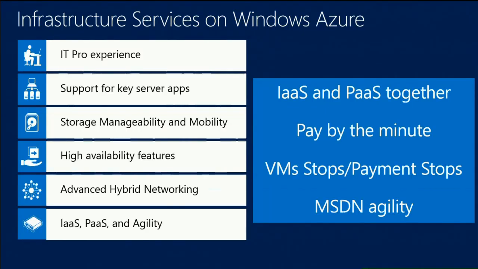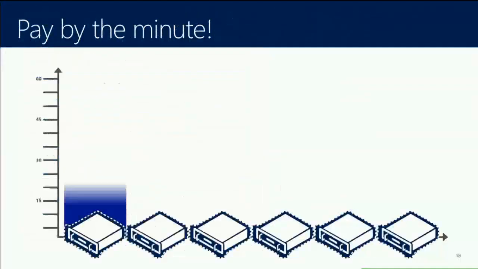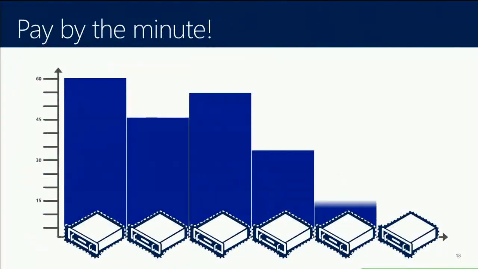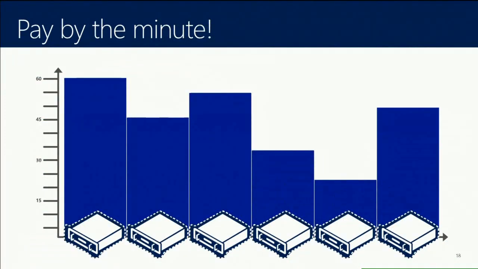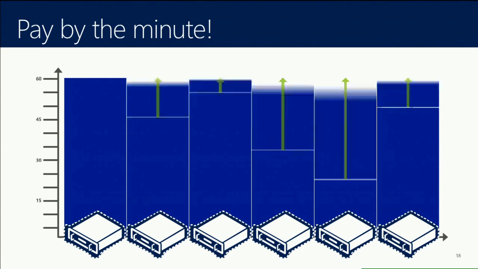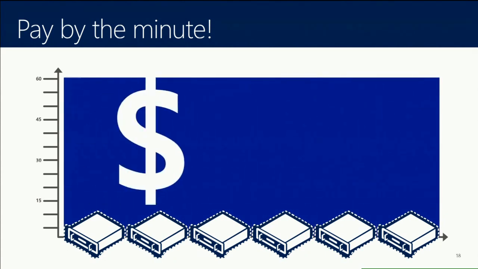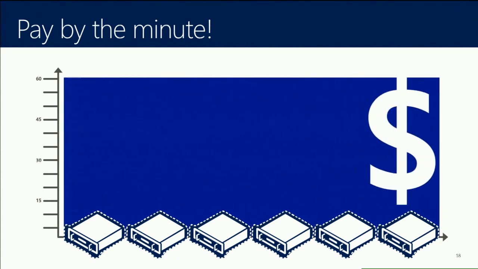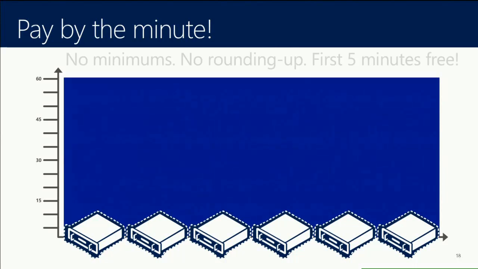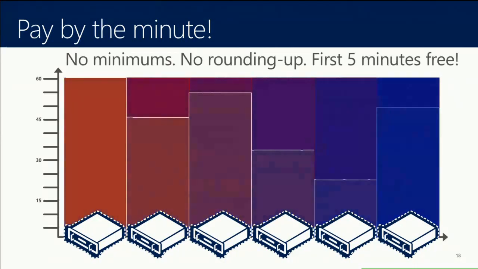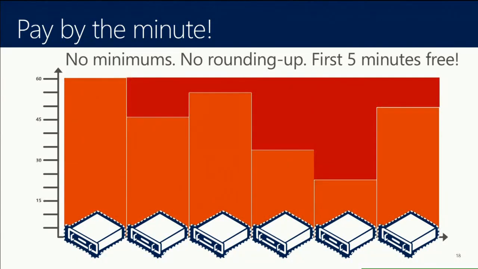Another couple of options that are brand new, and really powerful, are pay by the minute, VM stop payment stops, and MSDN agility. We cover those a little bit. Previously, before the beginning of the month, Windows Azure, like a lot of other cloud vendors, did a lot of rounding whenever you used a virtual machine. So whenever you would use 45 minutes, you may be paying for an hour of usage. A billing change was made recently where you are only paying for what you use down to the minute. So there's no rounding.